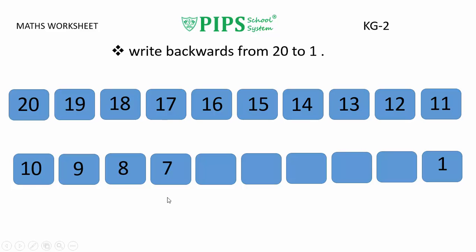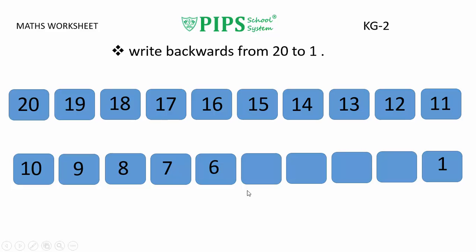KG2 class, can you tell me the number which comes before 7? Start backward counting from 10. 10, 9, 8, 7, 6. 6 comes before 7. So we will write the number 6 in the empty box like this.